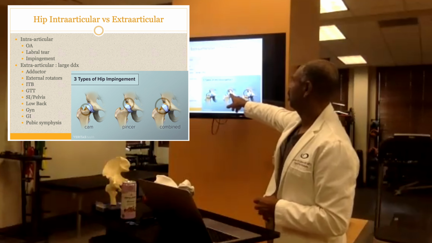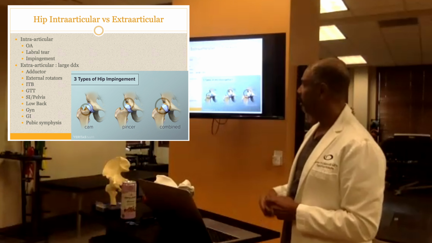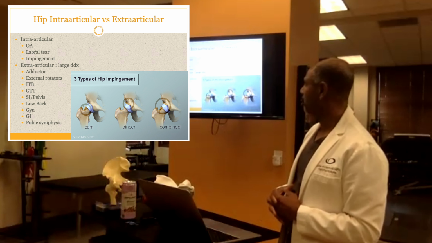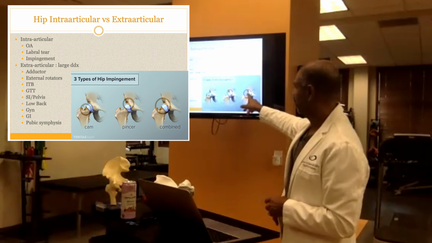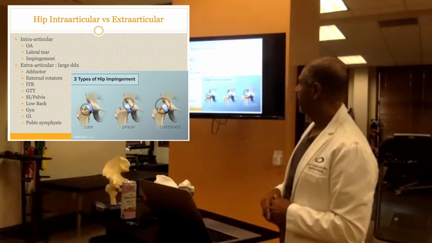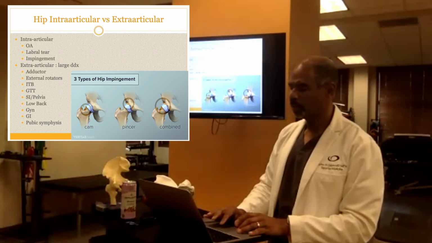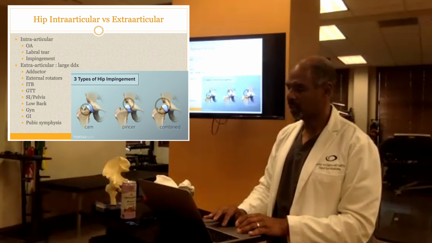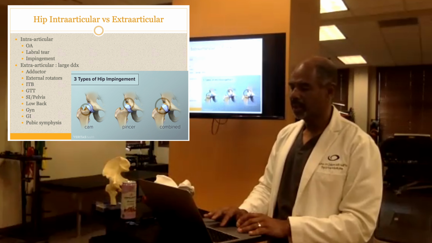A pincer is more on the cup of the acetabulum, and when that changes, you have what we call a pincer impingement. And then obviously you can have both cam and pincer combined, which can really be a problem. So there are three types of hip impingement, and it's one of the things we think about with intra-articular issues.